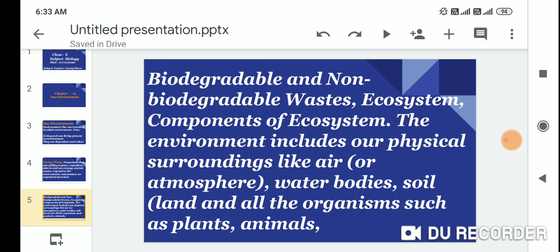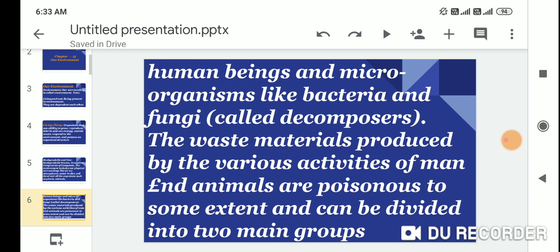Biodegradable and non-biodegradable waste, ecosystem, components of ecosystem. The environment includes our physical surroundings like air, atmosphere, water bodies, soil, land, and all the organisms such as plants and animals, human beings, and microorganisms like bacteria and fungi, which are called decomposers.